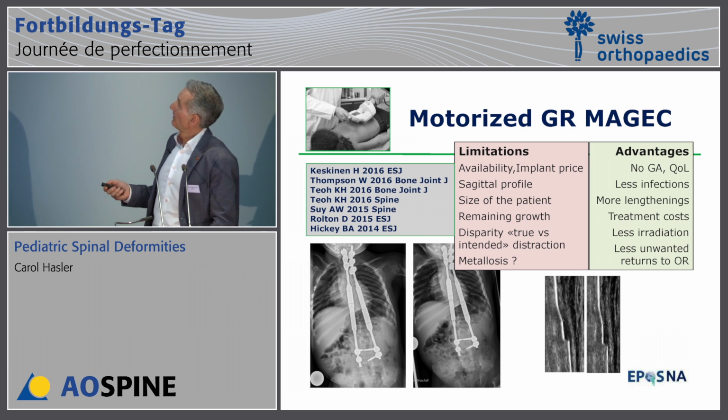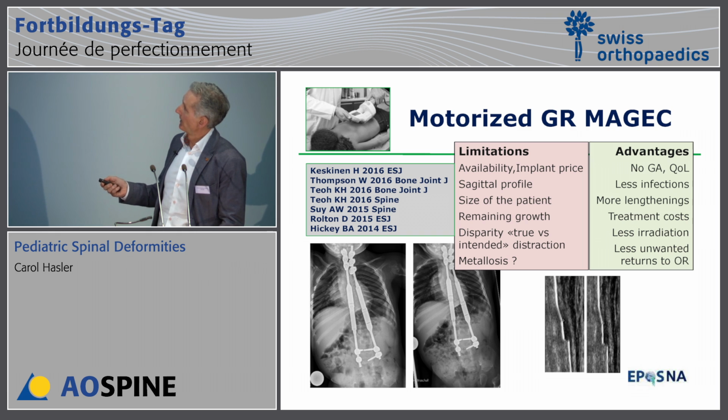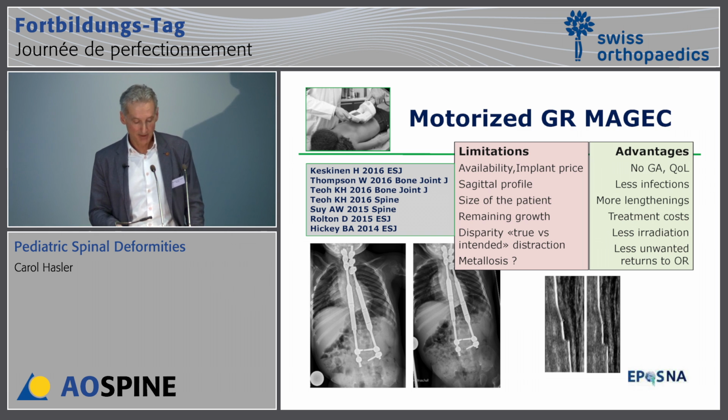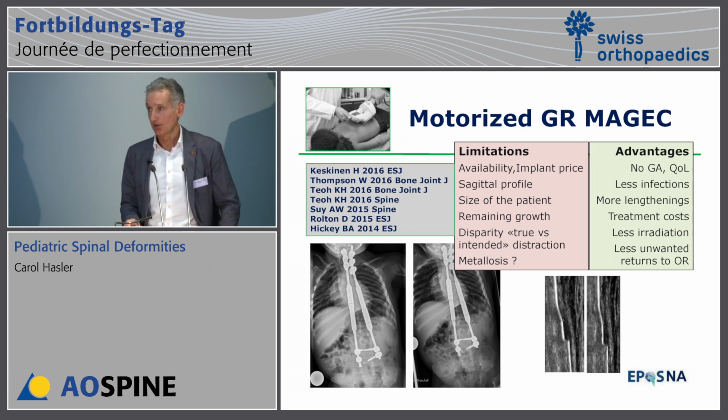Of course, there are some limitations. The price of the implant, 10,000 Swiss francs, 1 rod. Availability of the implant, the sagittal profile has to be pretty flat to put them in, and the size of the patient. The patient needs to be big enough.